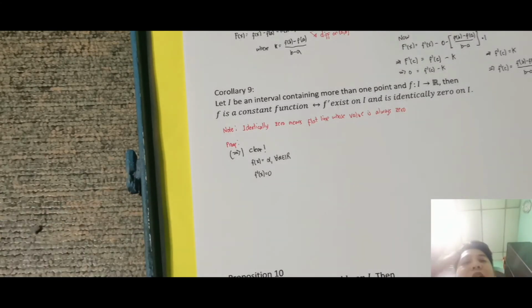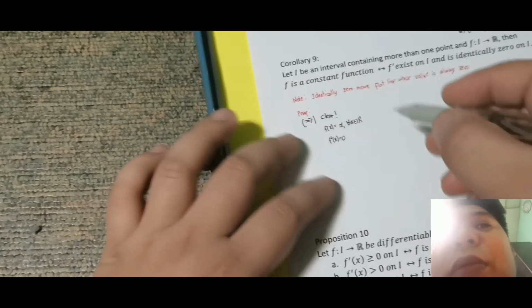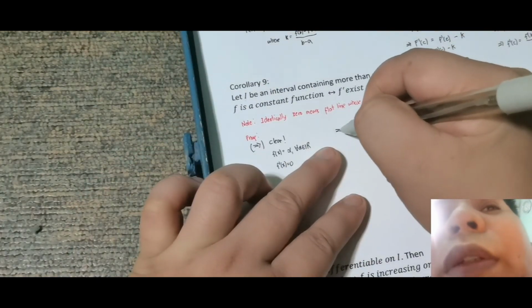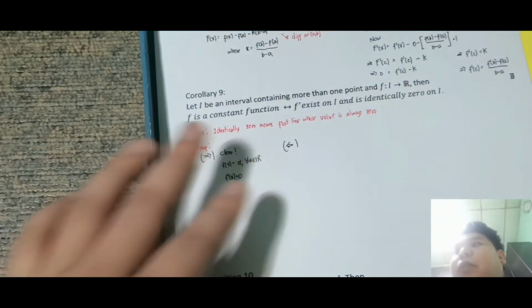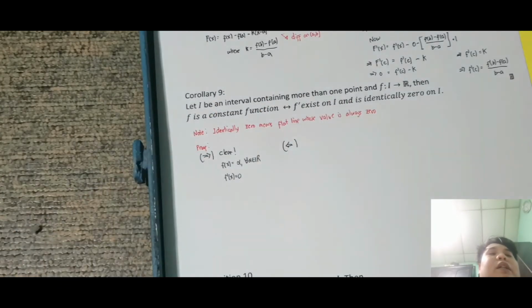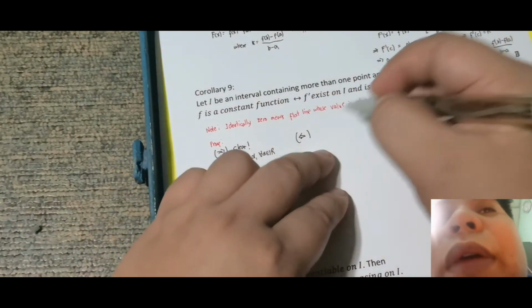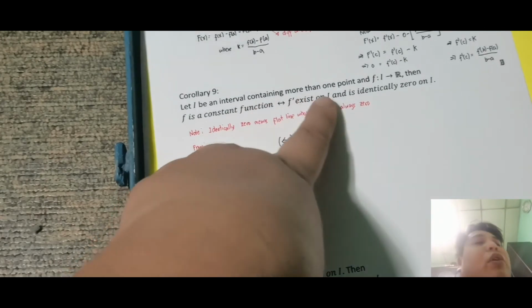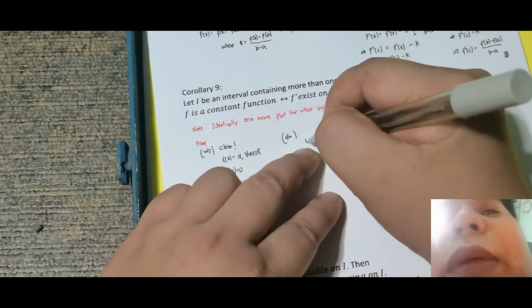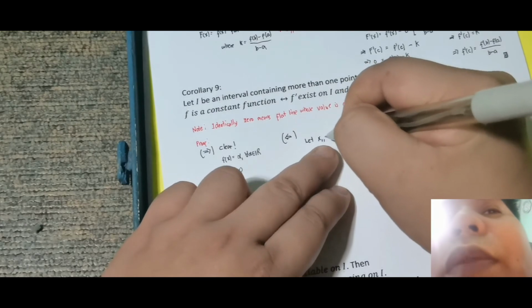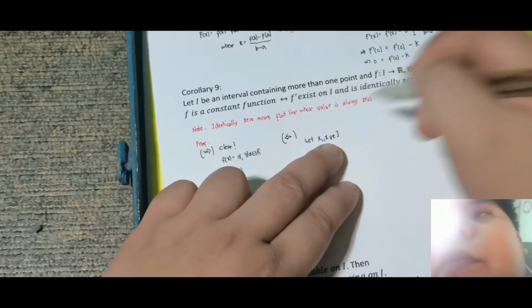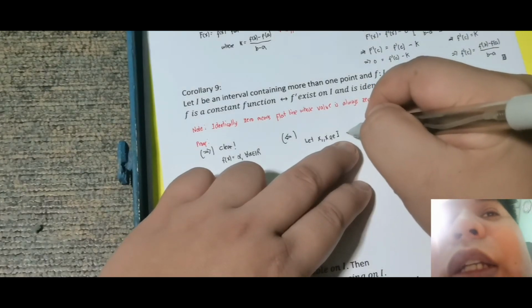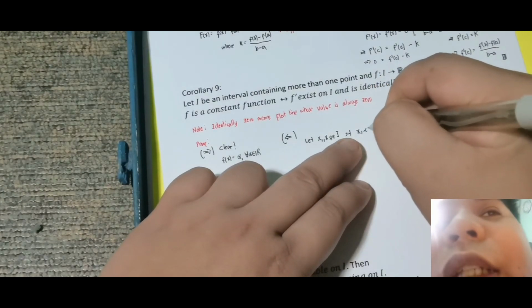Okay, ngayon, what if f prime exists and is identically equal to 0? Tapos ngayon, i-prove natin na siya ay isang constant function. So, prove natin yung pabalik o yung ating converse. Ano yung prove ng pabalik? Ang gagawin ko naman, f prime exists on I and it's identically 0 on I. Suppose meron tayong dalawang point, kasi nga yung I ay interval containing more than 1 point. Let x sub 1 and x sub 2 element of I such that x sub 1 is less than x sub 2.